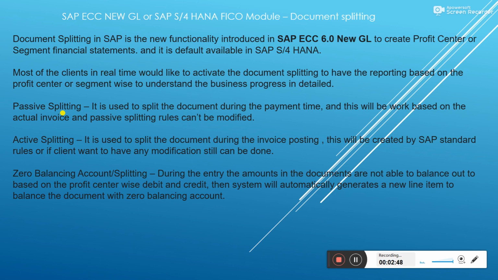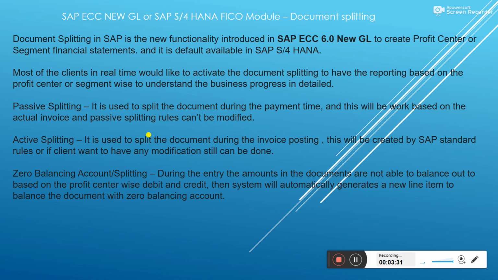Let us see document splitting. You have passive splitting, which you can simply say happens only at the time of payment. When you do a payment, passive splitting will be activated and it will derive. Why is passive splitting at the time of payment and why can it not be modified? Because the payment you make is against an invoice which was already posted. That is the reason you again do not need to tell the system the parameters to use for document splitting. Based on the invoice, the system will consider the same parameters for passive splitting.